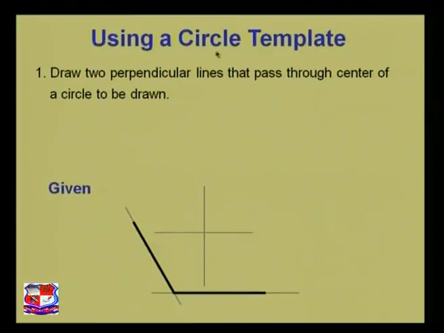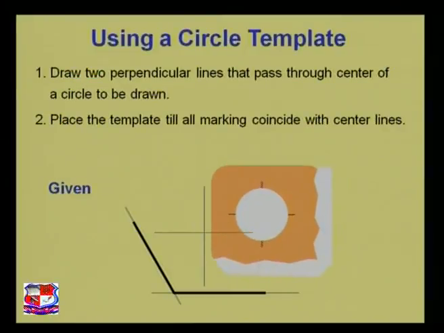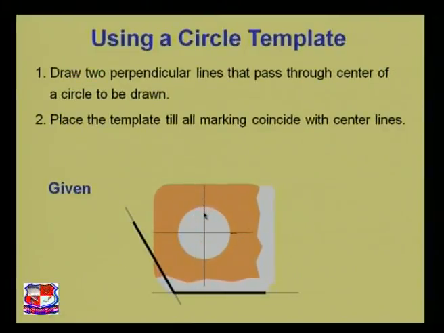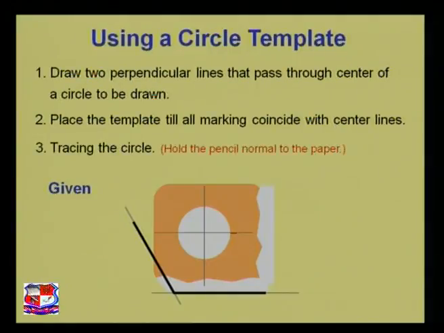Now we have got a circle template which has opposite perpendicular lines on its quadrant points. As you can see over here, these points are matching exactly on the four quadrants. This is the first, second, third and fourth quadrant, each coinciding with the center lines, and when they coincide, we can draw a circle.